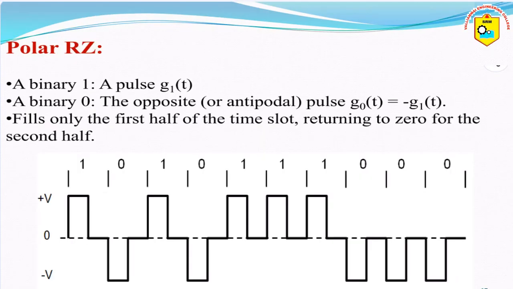Whereas in polar RZ, when bit 1 is transmitted it is the same positive amplitude, and for bit 0 it is negative amplitude. But you can see in the figure that within half the bit duration, TB or T0, the pulse returns to the 0 line. So this is the difference between polar NRZ and polar RZ.